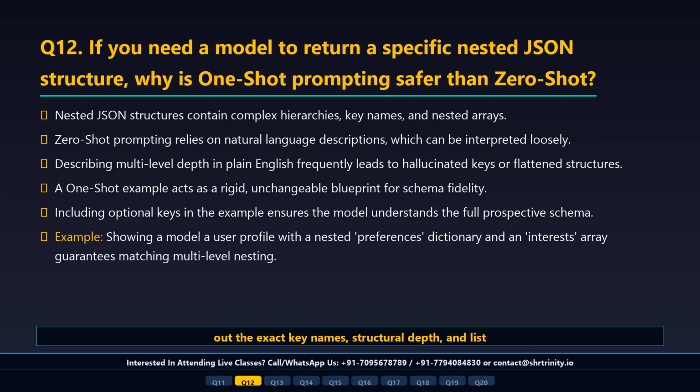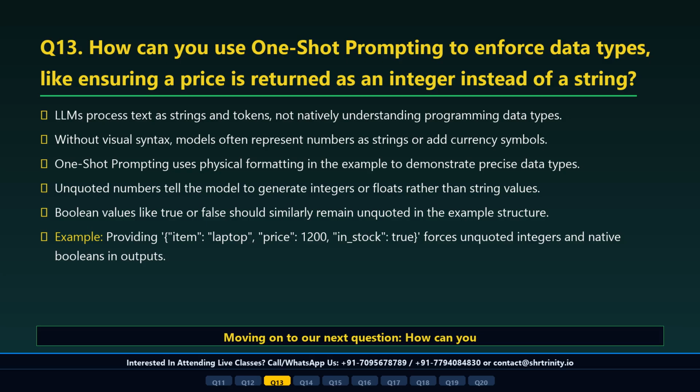As a best practice, make sure your single example includes all possible structural keys so the model understands the full data contract. This simple technique virtually eliminates schema syntax errors in downstream code. Moving on to our next question.